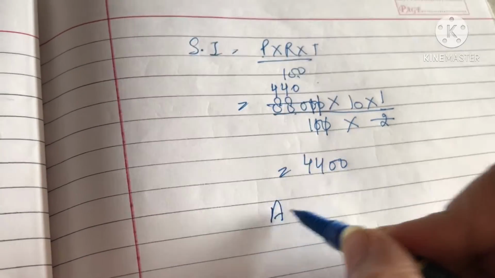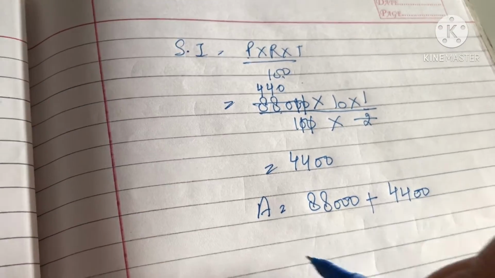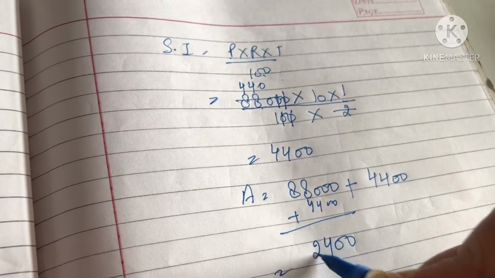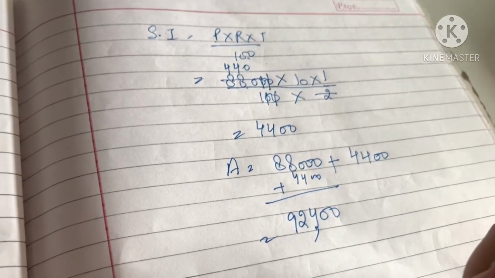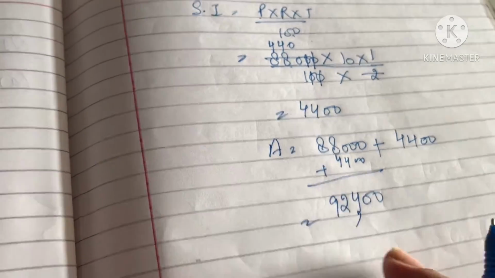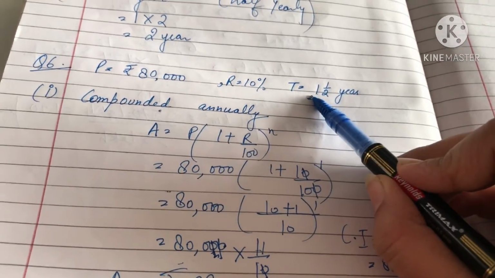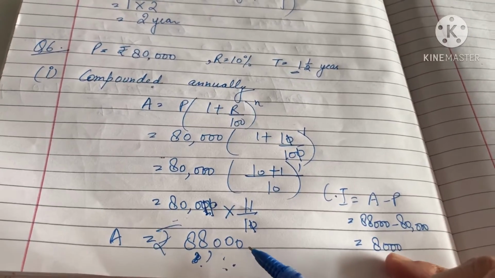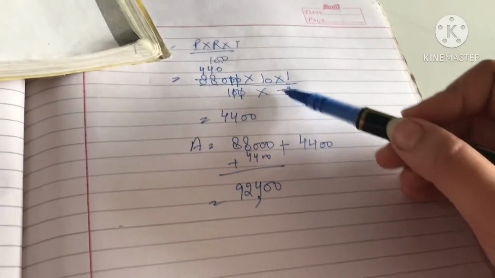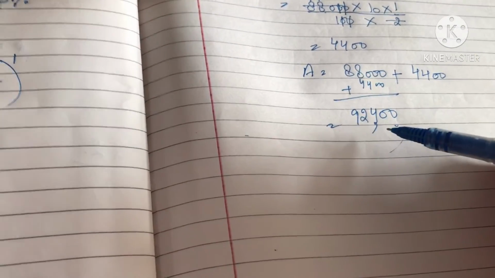What is the total amount he has to give? 88,000 was there for the first year, and for these 6 months more interest is there. So you will add these here. This is the total amount which he has to give after 1.5 years. This is how we calculate when the time is given in a fraction. First, for the whole number, find out using the compound interest amount formula. Then for the fractional part, find out the simple interest, and add this interest to the previous amount. You will get the total amount which has to be paid.